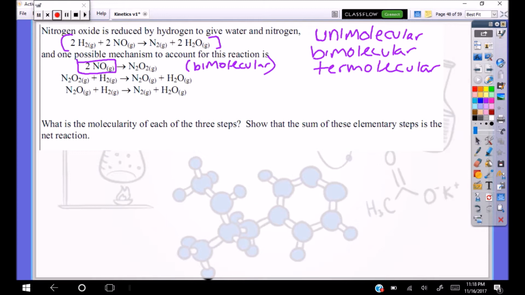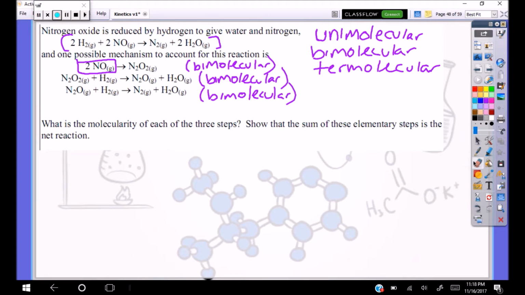What about the second one? How many reactants are colliding with each other? Should have said 2. Alright, what about the third? Also 2. So the molecularity is bimolecular for each step.